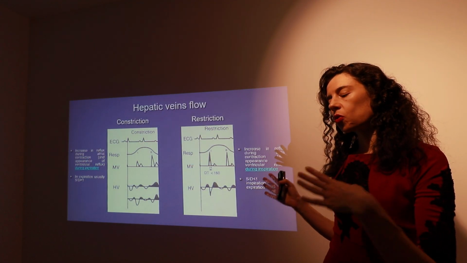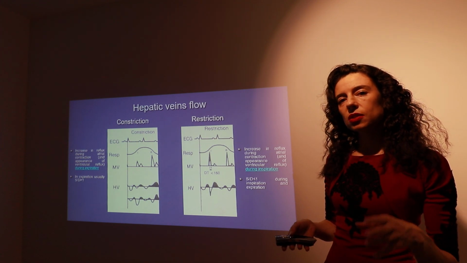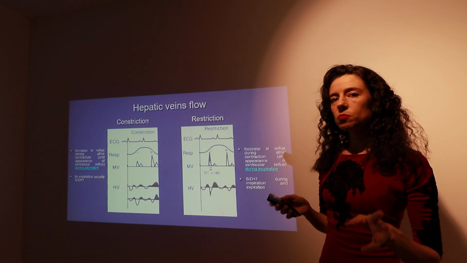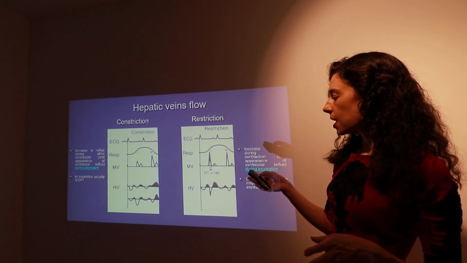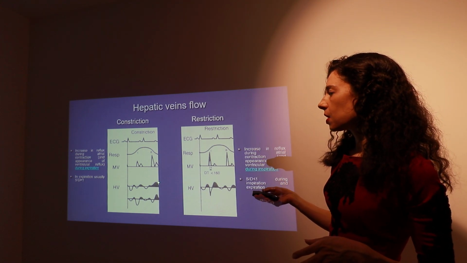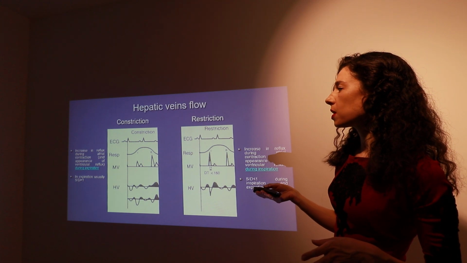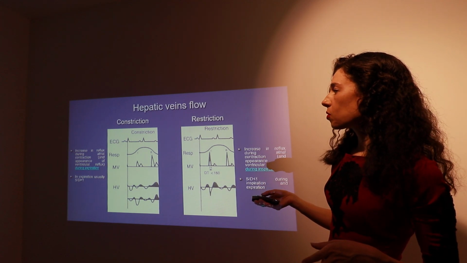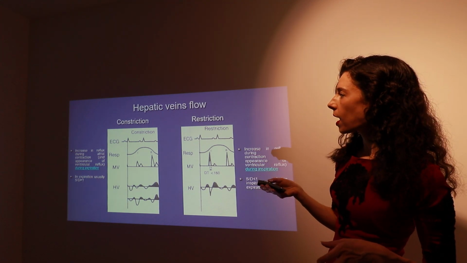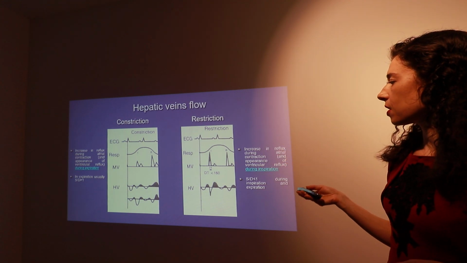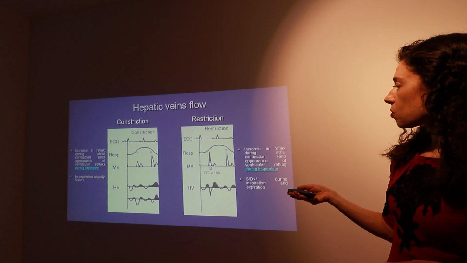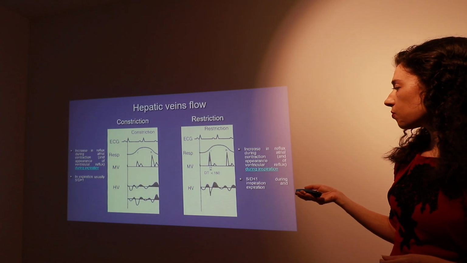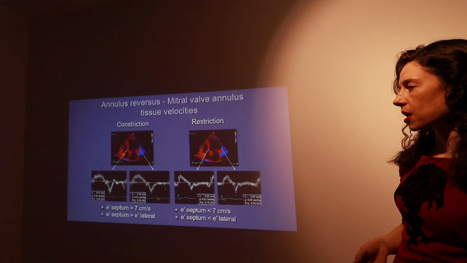Also, talking about the right heart chambers, we should say a few words about hepatic vein flows, which are very useful for the differentiation between constriction and restriction. In constriction, we have an increase in the reflux during atrial contraction and appearance of ventricular reflux during expiration, while in restriction we have an increase in the reflux during atrial contraction and appearance of ventricular reflux only during inspiration.